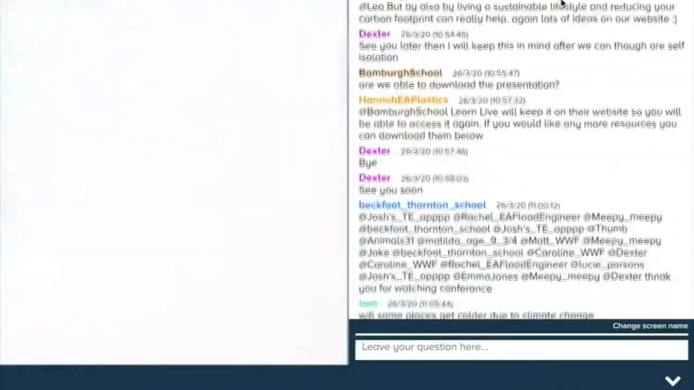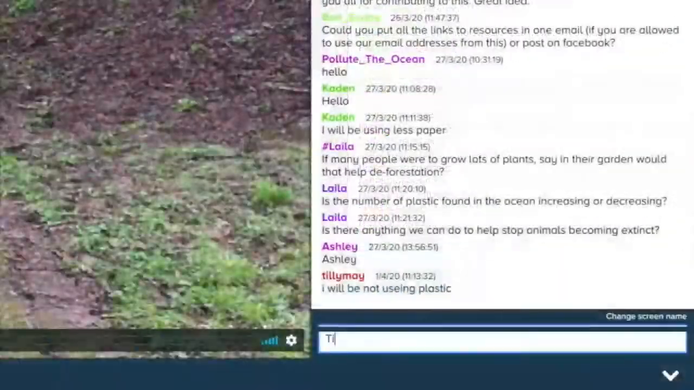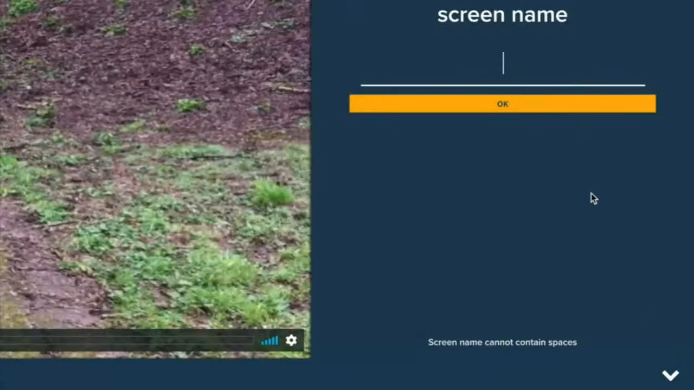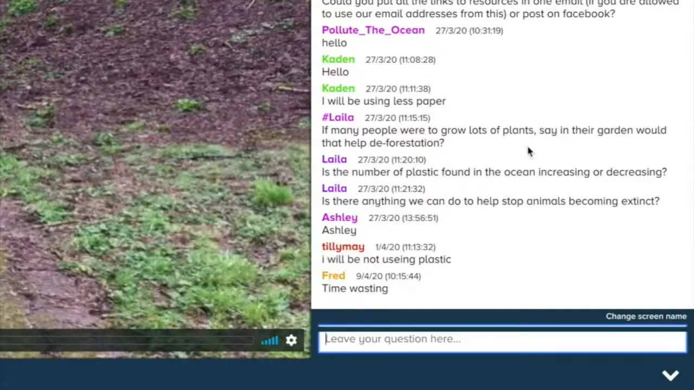Now, this bit is for the parents, guardians, and teachers. The best bit about the live chat facility is that it is completely moderated, so you don't need to worry if your young person leaves a silly comment, as it will only show on their screen and no one else's.